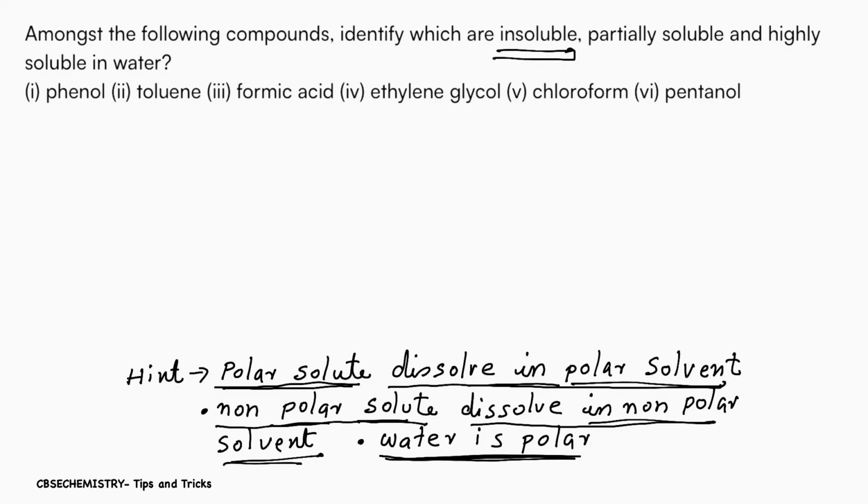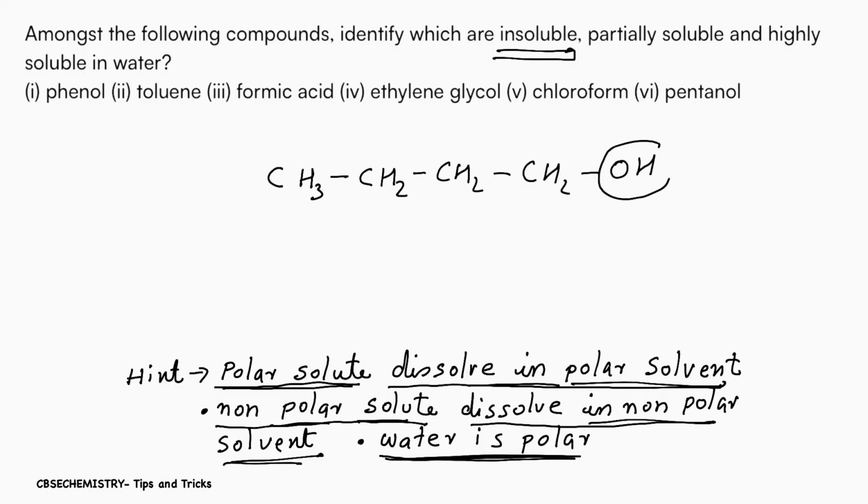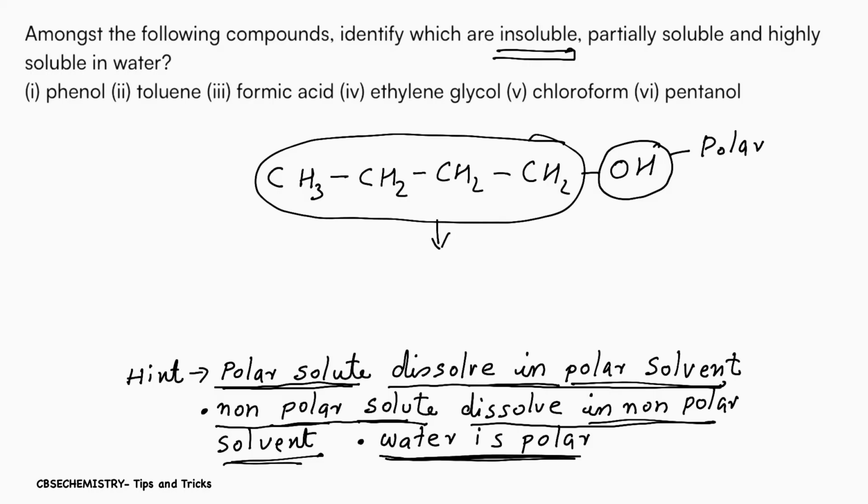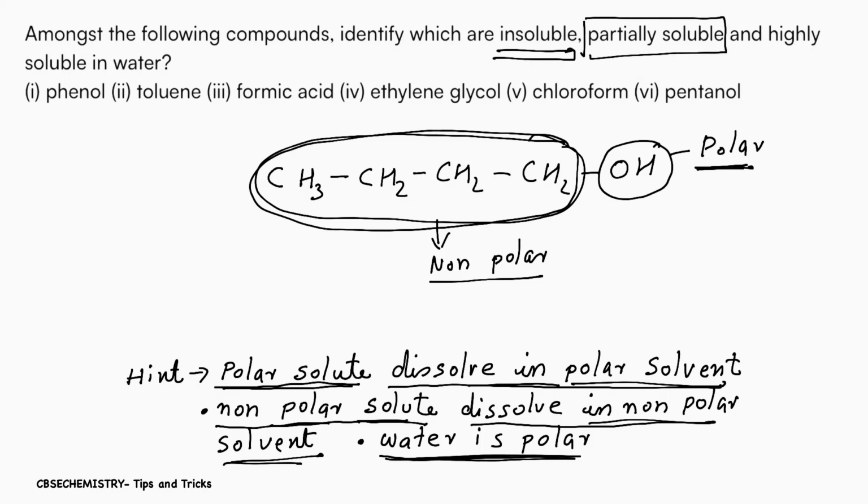Last one is pentanol. What is pentanol? CH3, CH2, CH2, CH2OH. You can see a polar group here, and a non-polar group here. The hydrocarbon part is non-polar. And you already know the polar group loves water. It tries to dissolve in water. And the non-polar group hates water. Due to the presence of both polar and non-polar groups, what will be the situation? It will be partially soluble in water. Hope you understand. Due to the presence of both polar and non-polar groups, pentanol is partially soluble in water.